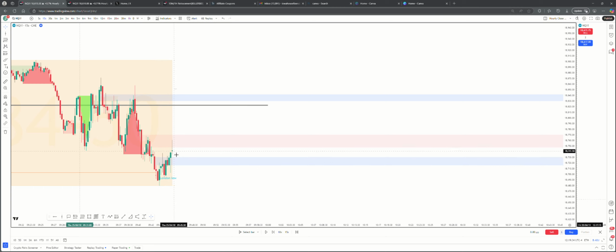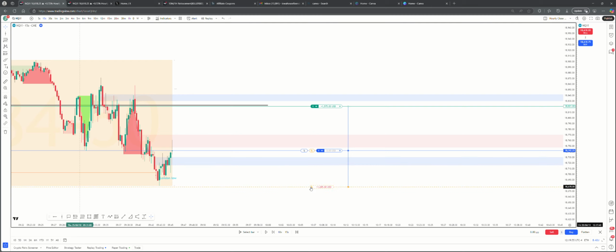It closed above. This would be my entry. We're going to buy. We're going to put our TP up here at open. Stop loss. These inverted fair value gaps are tough for me because it can come back and wick you out pretty easy.